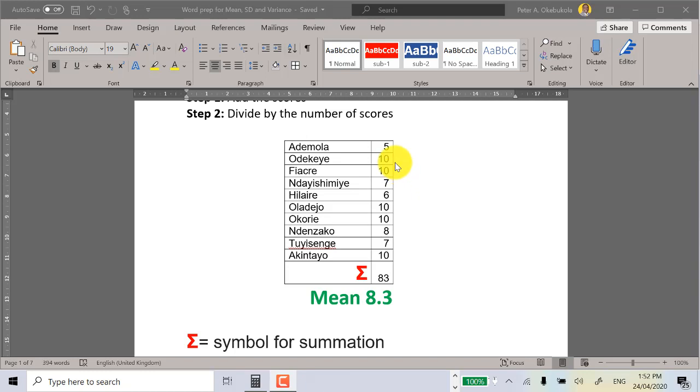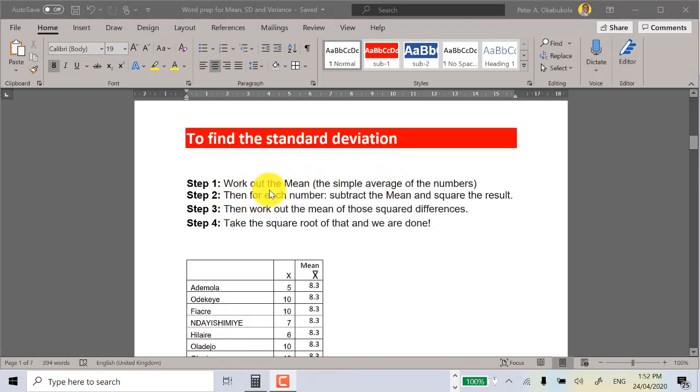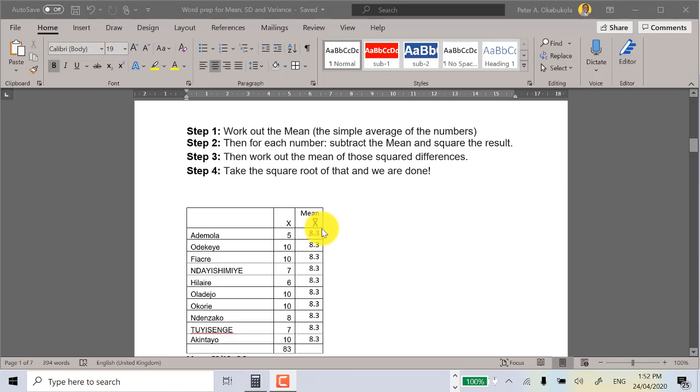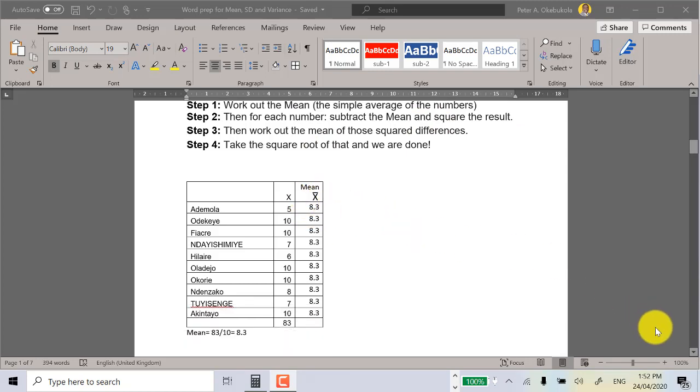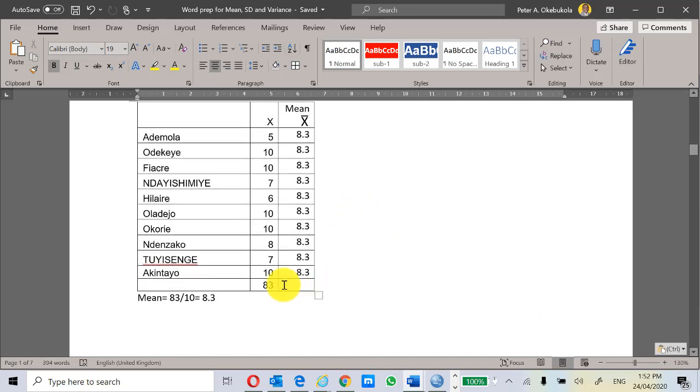And so we'll go back to our standard deviation. We said the first step is to get the mean, which we have done, as I said. Then subtract the mean from each of these. So these are the means. Let me make this bolder. Yes. So we have the mean here, 8.3. So we want to see how they deviate. Now let's put the mean here.